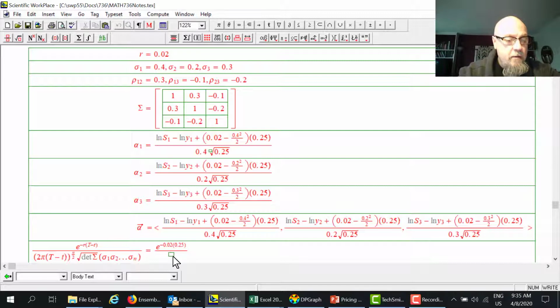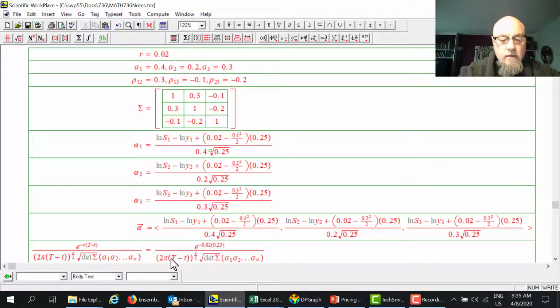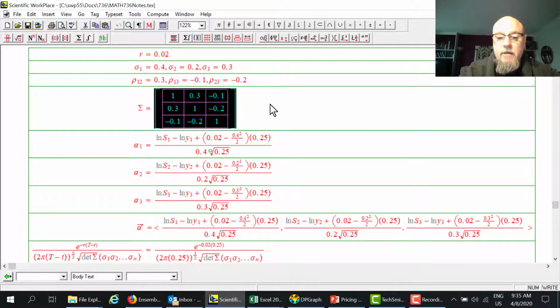So there's our discount. And n is going to be 3 because there's 3 stocks in here. The time left is a quarter of a year. 2 pi, we're good with that. I need the determinant of this matrix. I need the determinant of the correlation matrix. So let's get that.